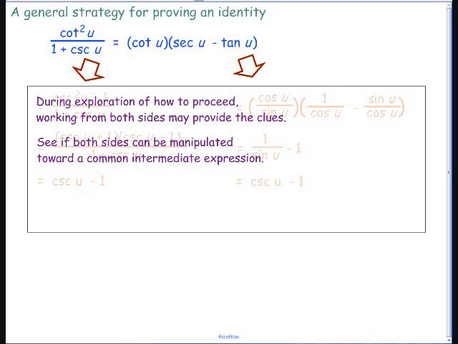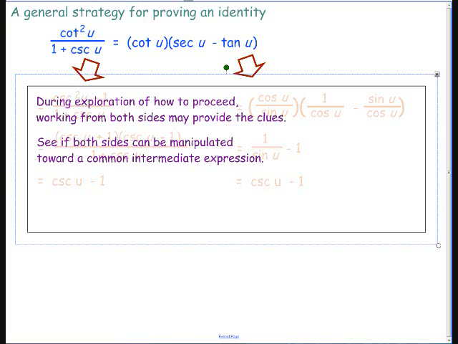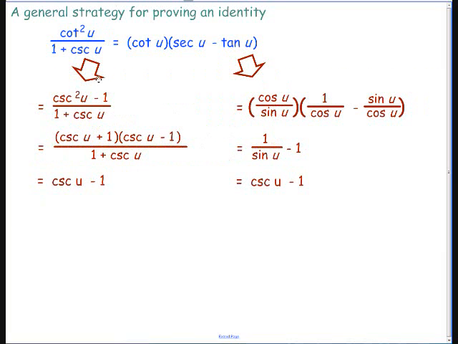Here's another one for us to practice with. You might want to work from both sides. Sometimes it's not clear how you're going to get there. If you can figure out how to get to an intermediate expression, then you can work it all the way through to the end. I'm going to show you an example of what I'm talking about.